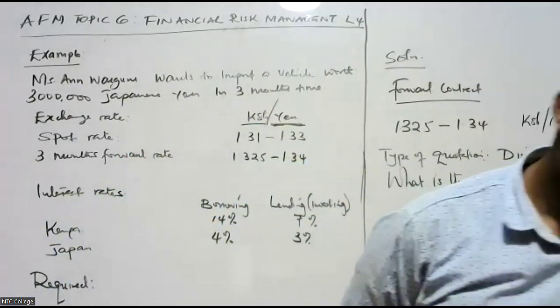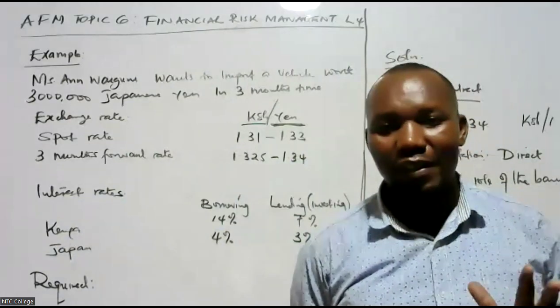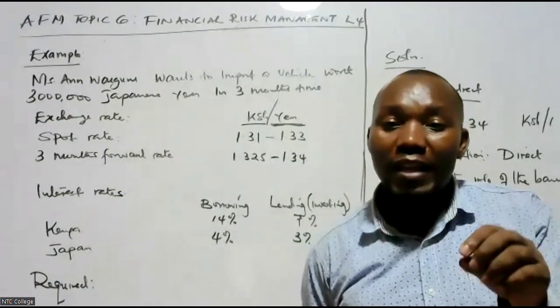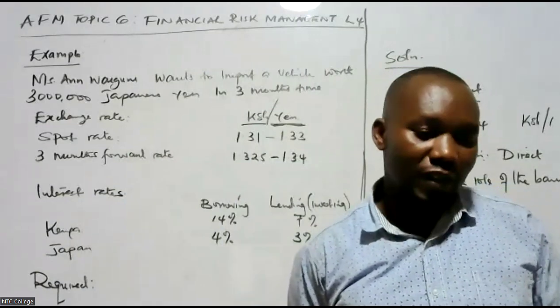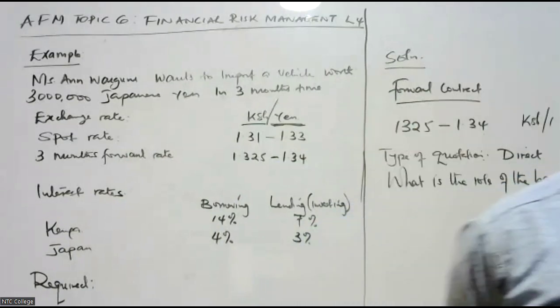Kuanzia hapo. And I think that is what I taught you the other time. Check your notes. For all receipts, bank buys because you have received. So the bank buys from you as the investor or the customer. Wanakupea Kenya shillings, wanachukua hiyo dollar. They buy dollars.